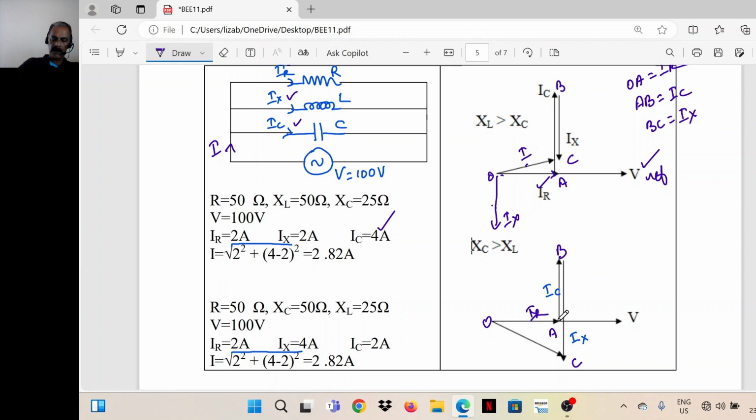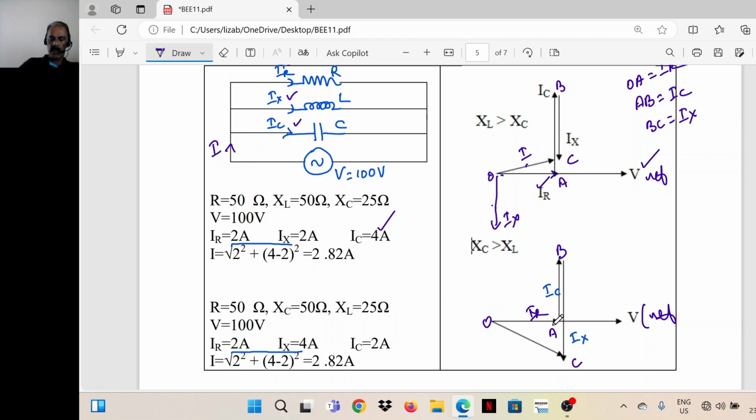The current through the resistor is in phase with the voltage. Current through the capacitor leads the voltage. Voltage V is the reference. And current through the inductor lags the voltage by 90 degrees. Depending on the magnitude, here IC has less magnitude, because capacitive reactance is more in this case.